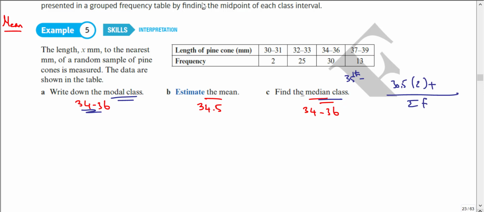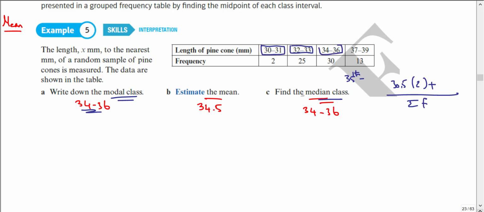In this example, example 5, they say the length x millimeter, to the nearest millimeter, of a random sample of pine cones is measured. The data are shown in the table. So this is the length of pine cones. But the data is given here in what form? Classes. This is classes, groups.